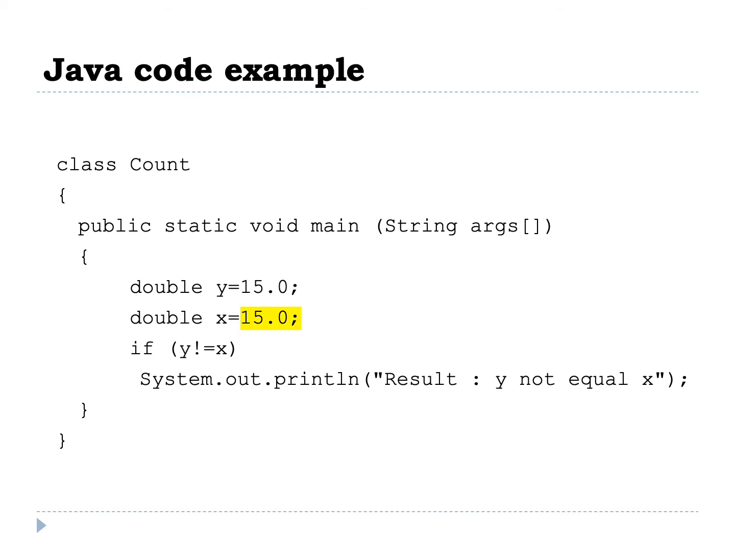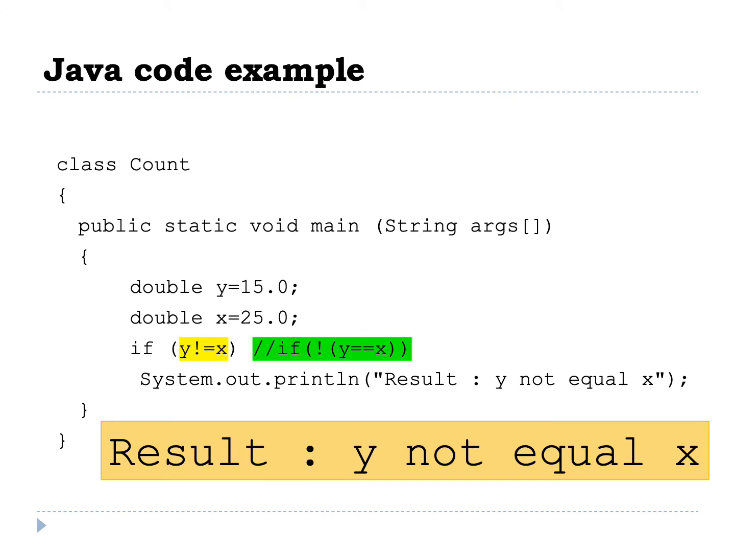Say that we change the value of x from 25.0 to 15.0. What do you think will happen? When we run the code, getting to the if, it checks 15 not equal to 15, and that will give us false. So, since the condition is false, it will not execute result y not equal to x. It skips it and ends the program, so nothing is displayed on the screen.